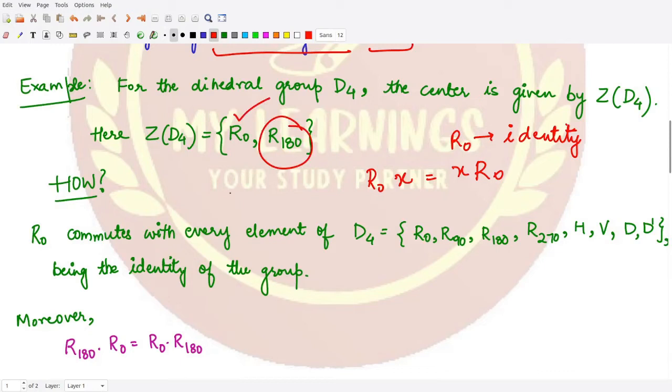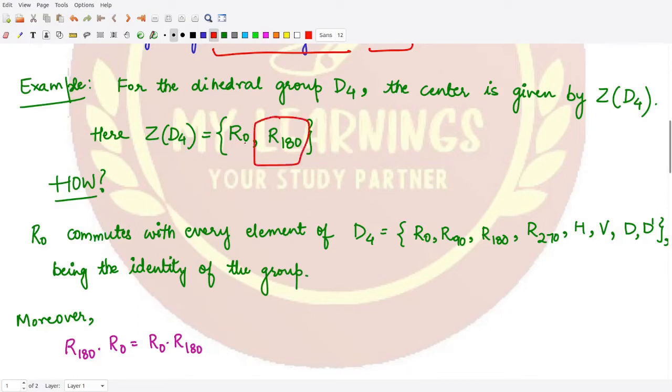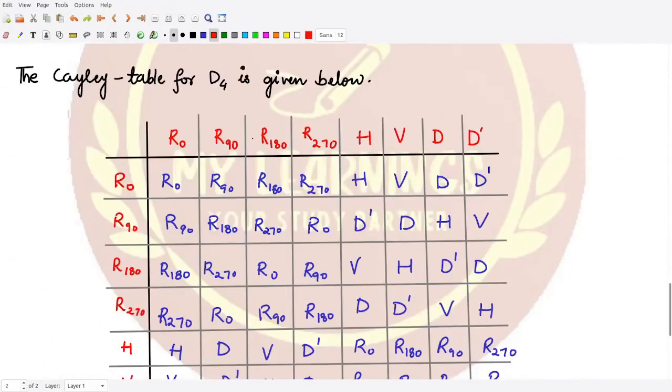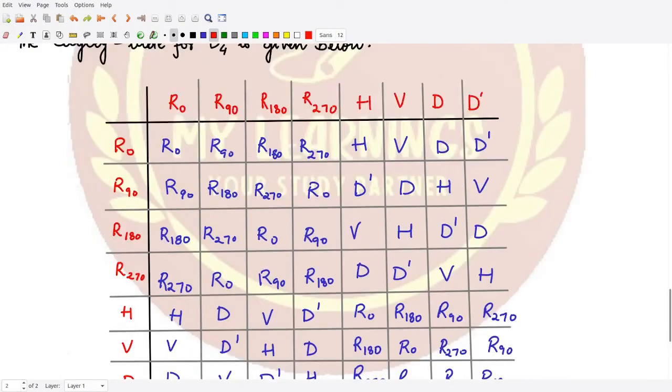We are okay with this, but what about R180? Does it also commute with all the elements of this group? We have to verify this. Let's move forward and see whether it commutes with every element of the group or not. For that, if you remember, we have written down the Cayley table for the dihedral group. It was given like this. You know how to obtain this table; I've shown this in the previous videos. You could watch over there if you do not remember.